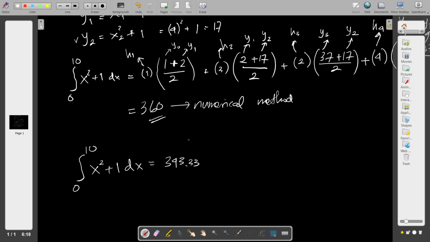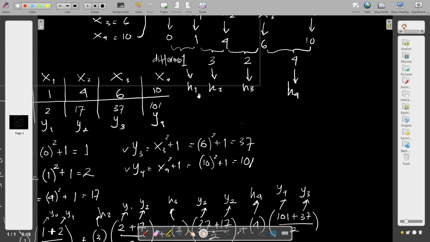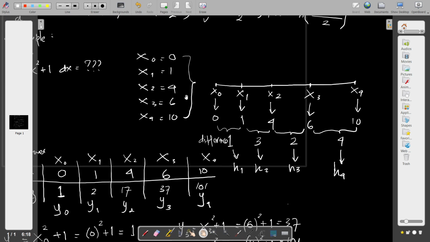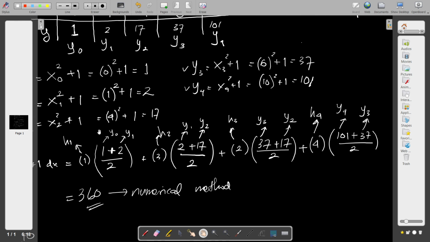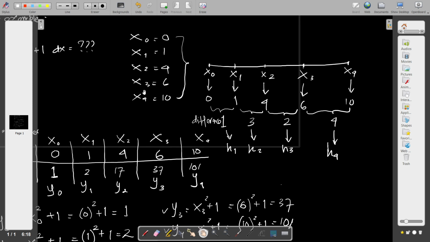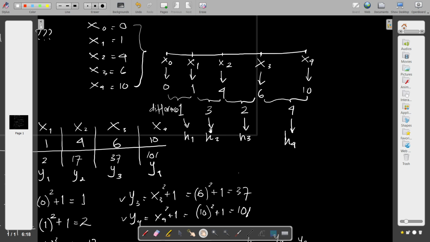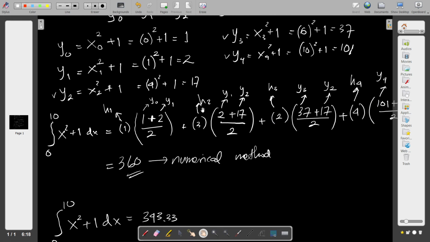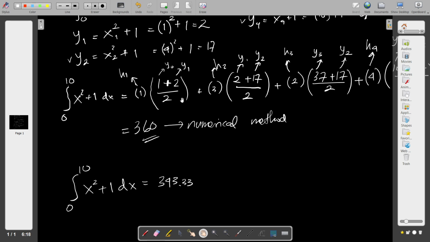Not close enough, actually, because we only have 1, 2, 3, 4, 5, only 5 x values. If you want to be more accurate, we can use more x values, let's say 10, because more x values means more segments, and more segments means more accurate. So this is for the unequal method, and I hope you can understand my explanation.